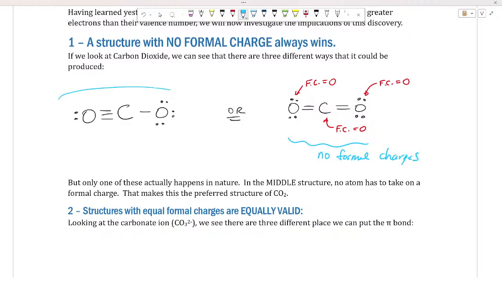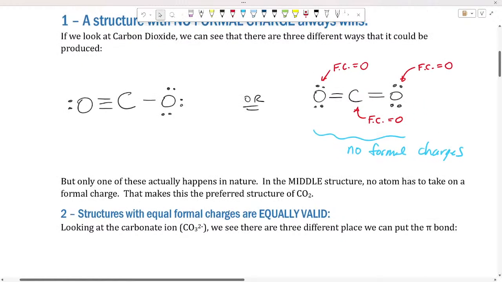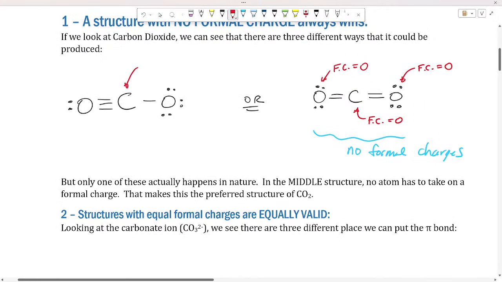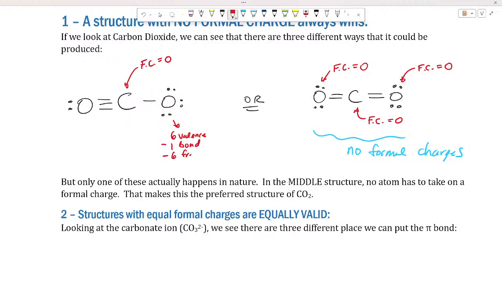On the other hand, this over here, carbon. How many bonds do we expect carbon to make? 4. How many bonds is carbon making? What's its formal charge going to be? 0. Good. But both of these oxygens are weird, right? And let's actually count them. Oxygen has a valence of 6, right? How many bonds is this making? 1. And how many free electrons does it have? 6 free electrons. What will its formal charge be? -1 is its formal charge.